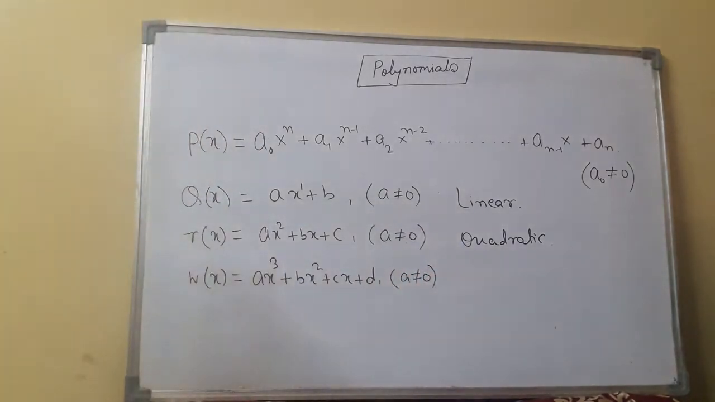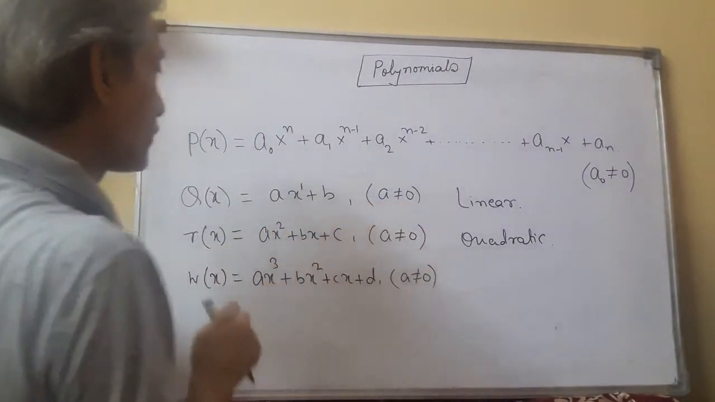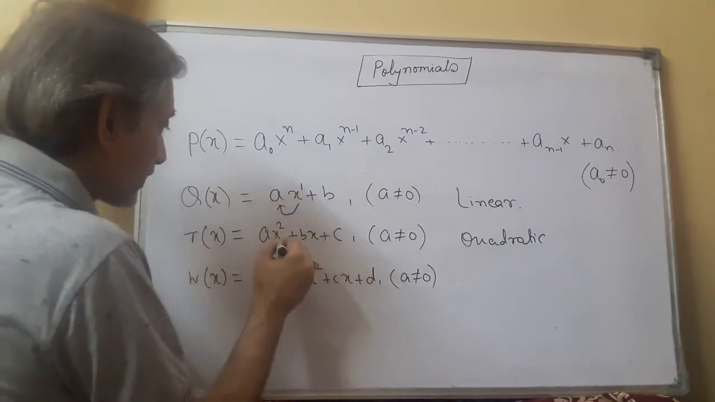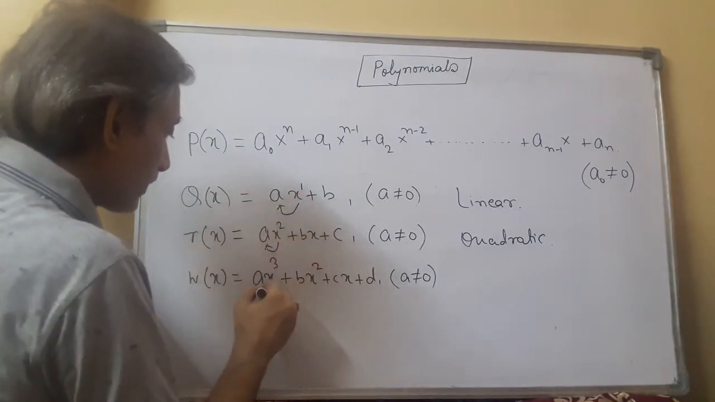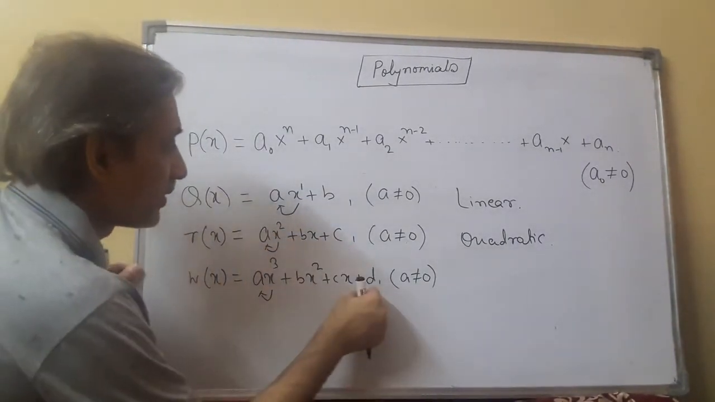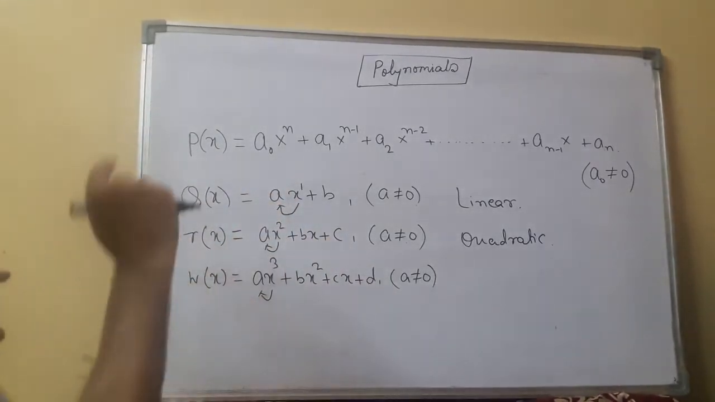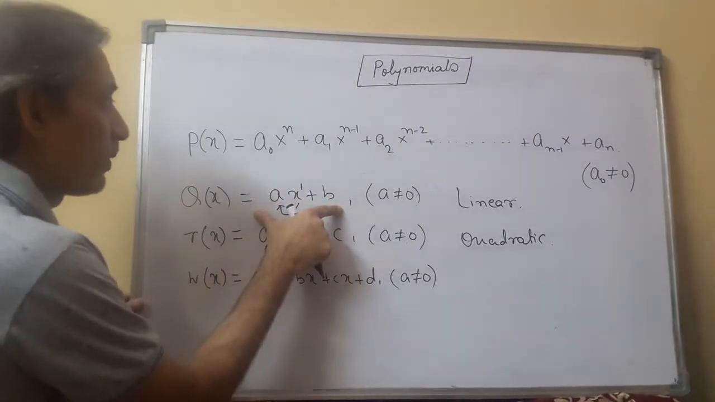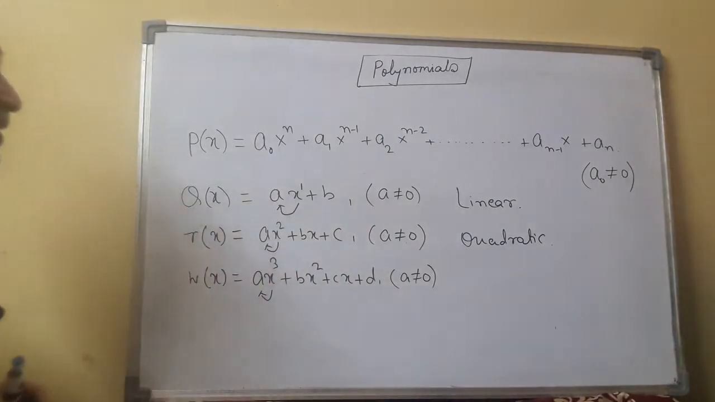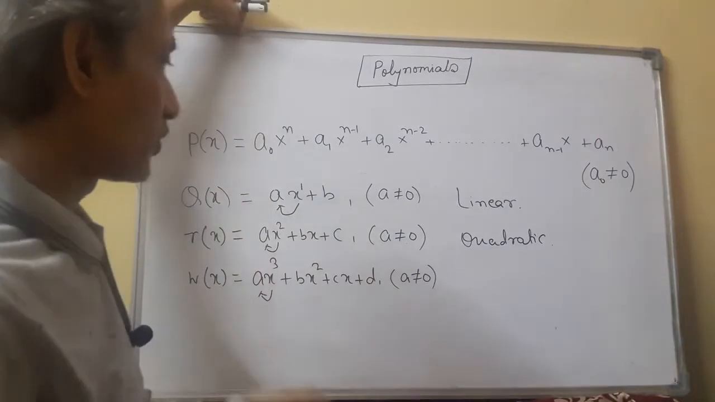Look here, in all of these I have written one thing common. A should not be equal to 0. And what is A? A is the coefficient of highest power of x. कि बाकी पे कंडीशन नहीं लगाया हमने, क्योंकि if this number becomes 0, then no more degree of this polynomial will remain 1 or 2 or 3. Therefore this should not be equal to 0.